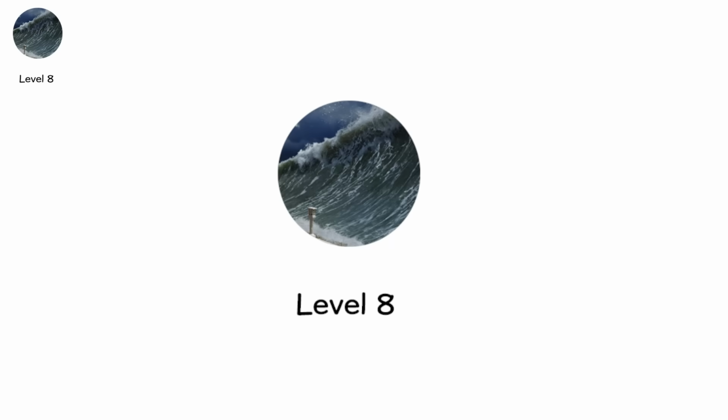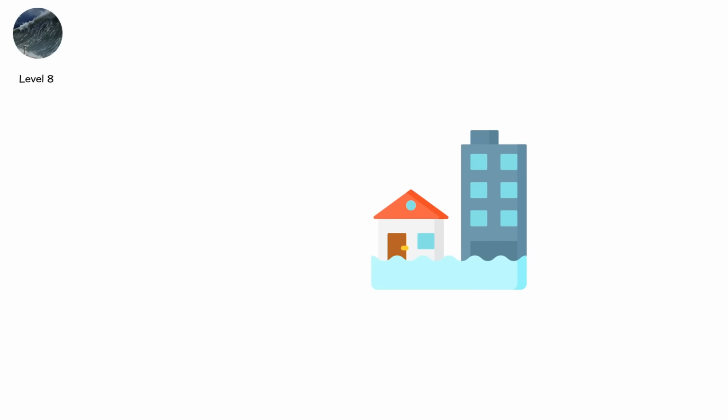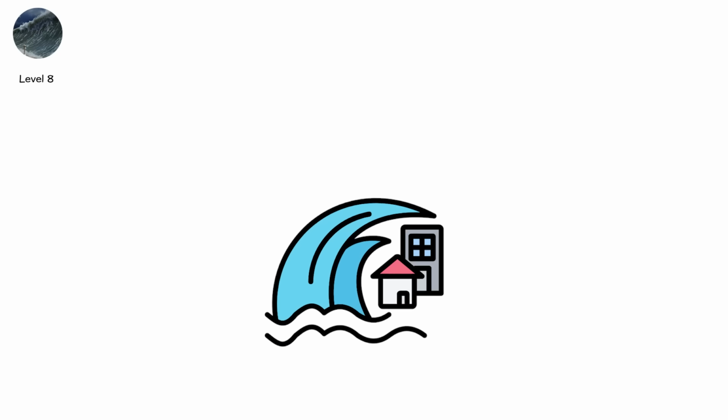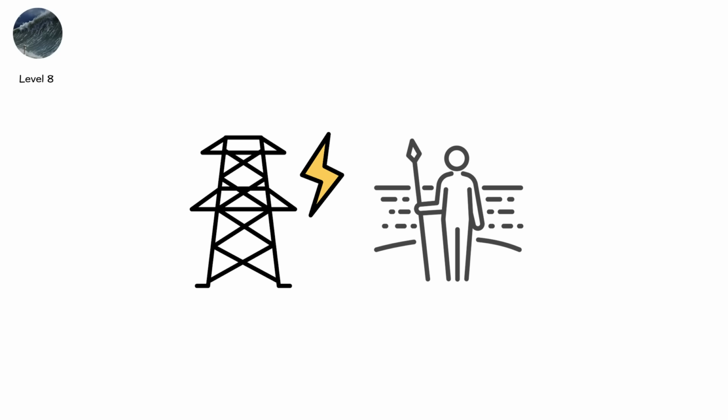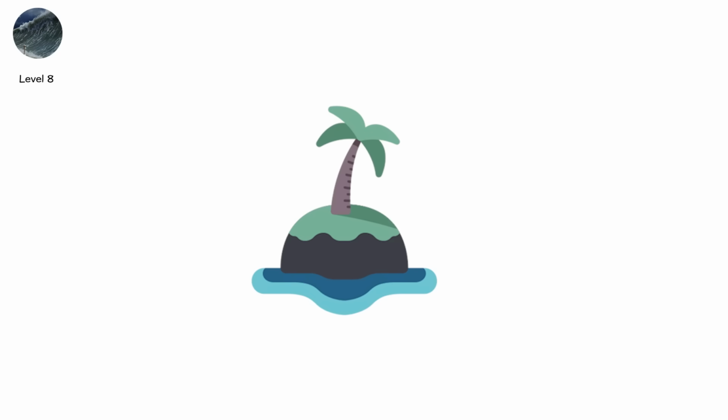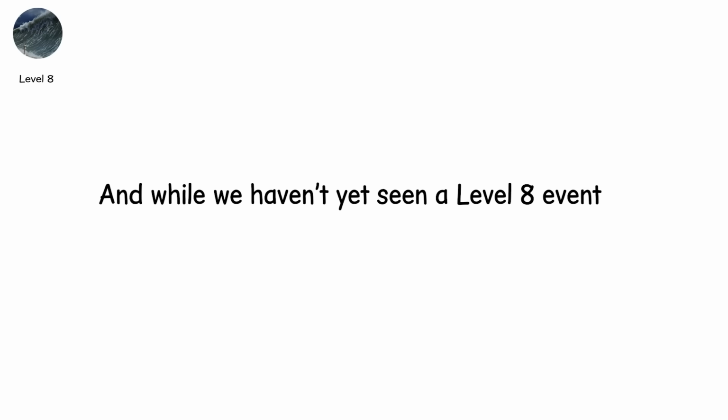At level 8, the term flood doesn't apply anymore. It's not about water entering homes or drowning vehicles. It's about coastal land being temporarily, if not permanently, returned to the ocean. Airports disappear, highways vanish, power grids collapse. Survivors, if there are any, are left in isolated islands of infrastructure, cut off from the world. And while we haven't yet seen a level 8 event, we've come terrifyingly close.